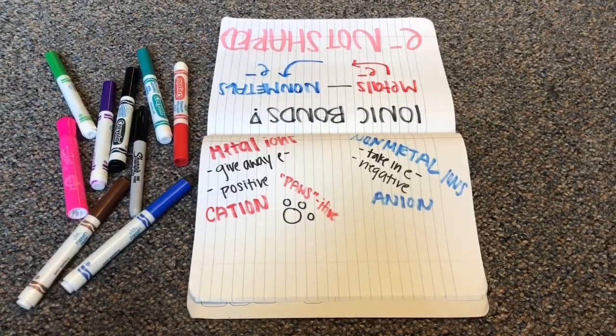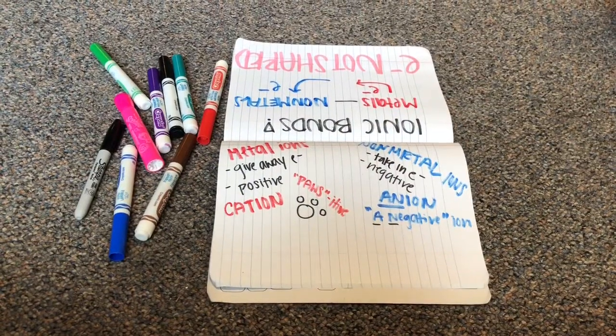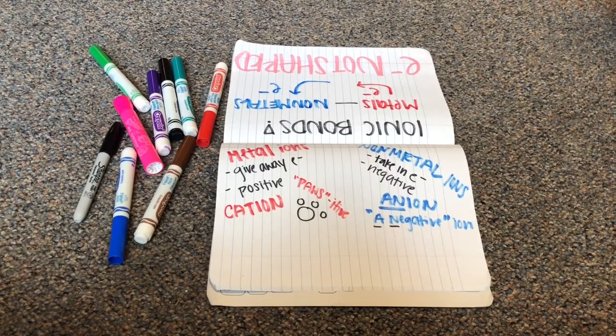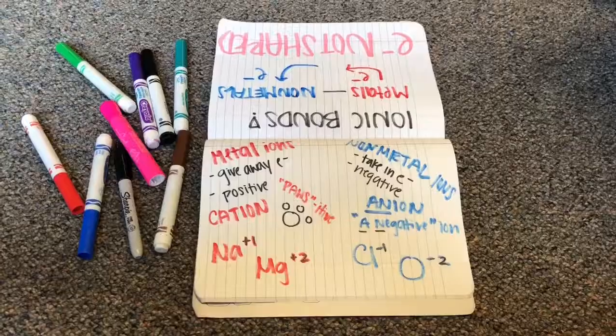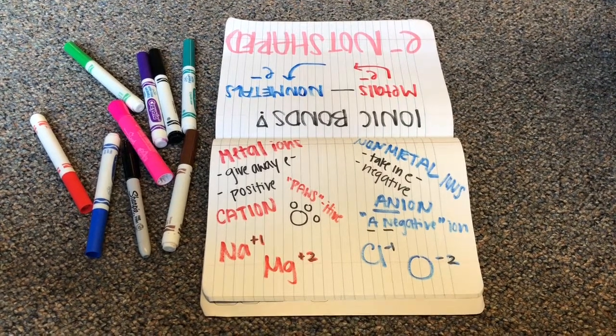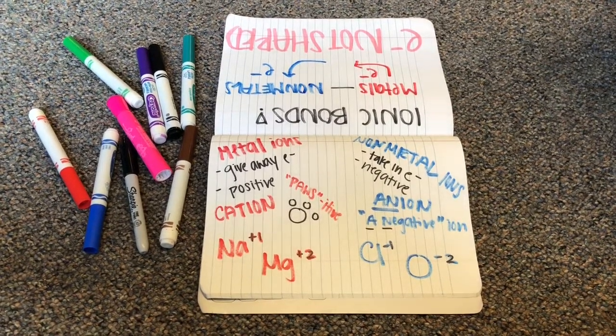Nonmetal ions take in electrons and are negative. Nonmetal ions are also called anions, which you can remember by thinking a negative ion. Some examples of metal ions are sodium and magnesium. Some examples of nonmetal ions are chlorine and oxygen.